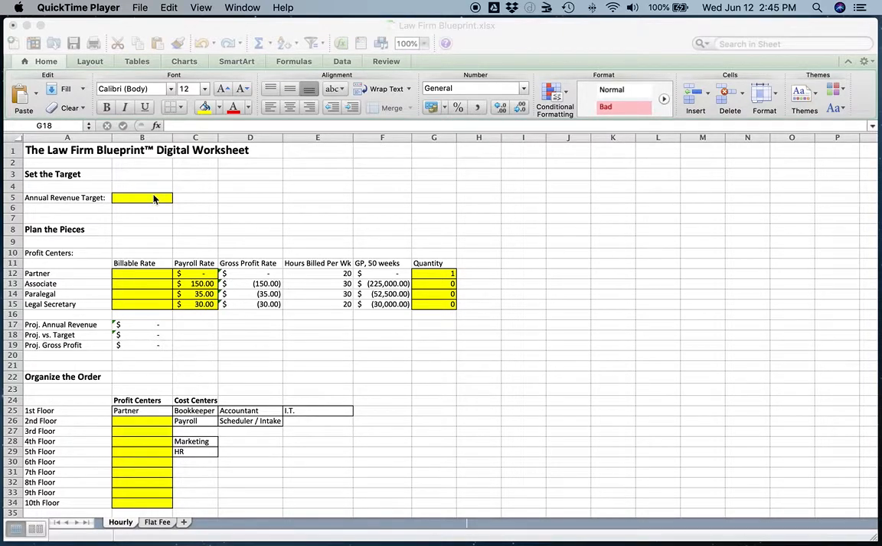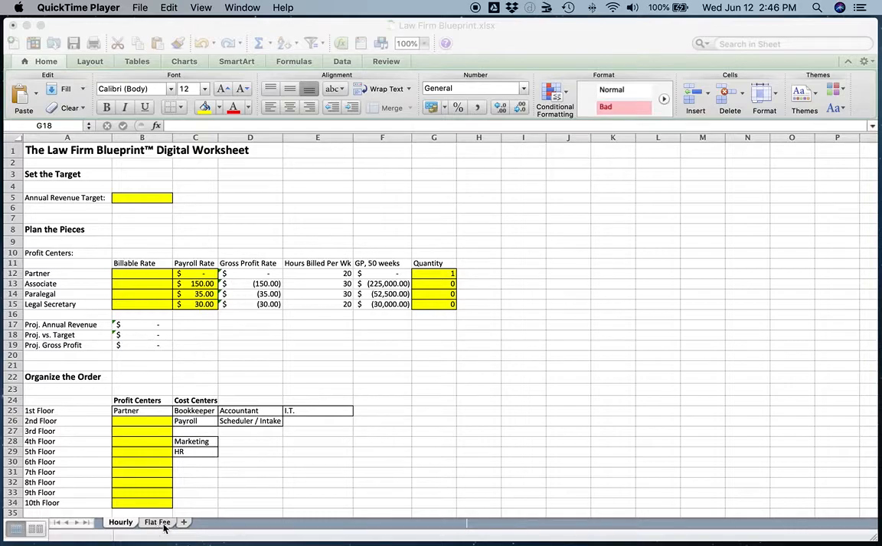The things that are in yellow here are things that you should change. If it's not highlighted in yellow, you shouldn't be changing it. None of the cells are protected, so you could change it if you wanted. I just recommend that you don't, because there are formulas based on it, and it can cause things to go wrong. There's an annual revenue target here, which is the annual revenue target for your firm. Oh, by the way, this is for an hourly firm.